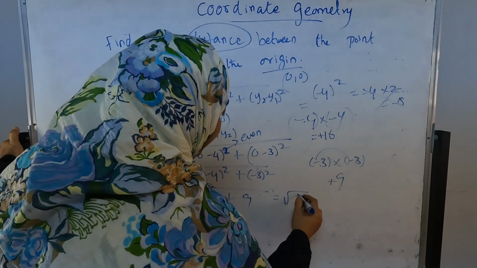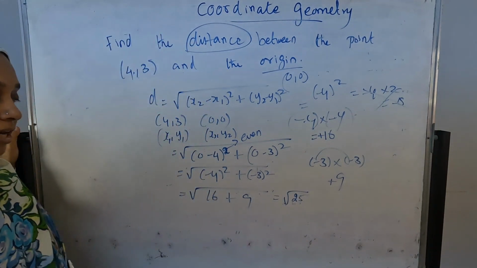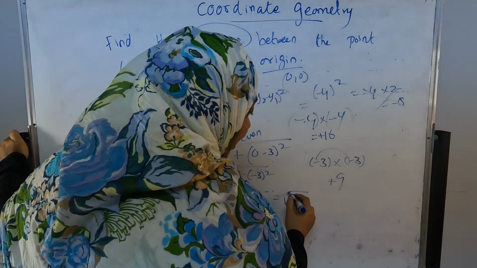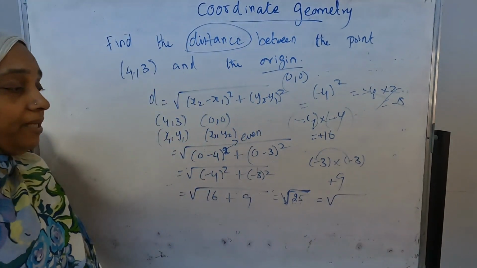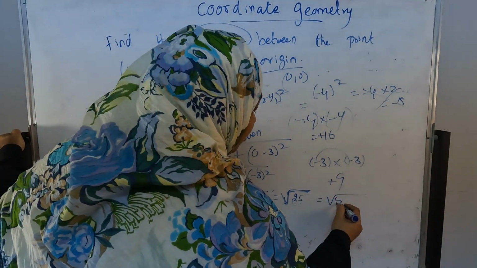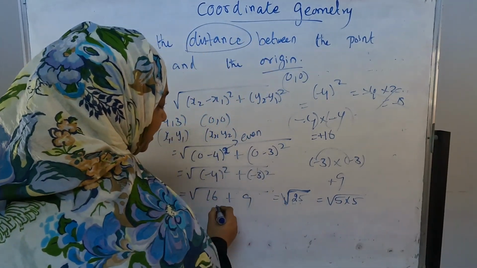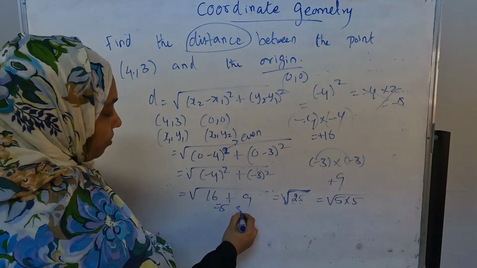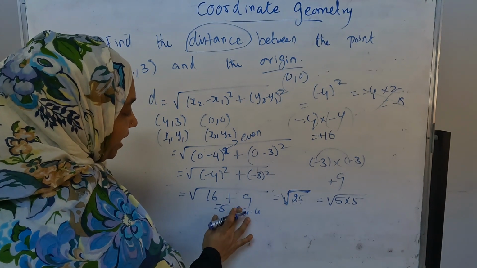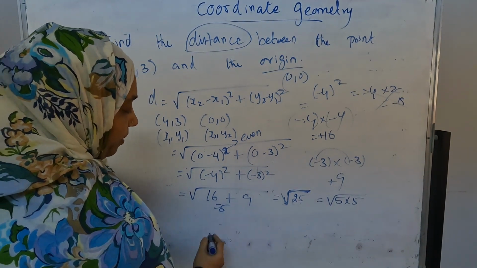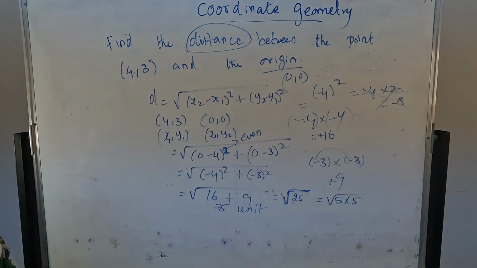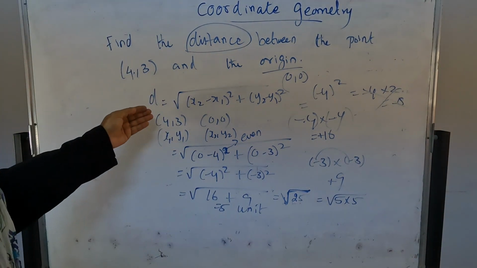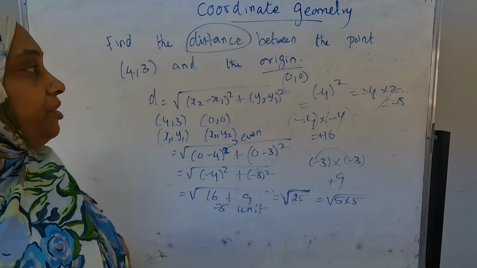It is root 25. To break the square root, we need two same numbers, square numbers, so 5 into 5. It is 5. Distance is 5 unit, not square unit, area only is square unit. This is the answer for this one. Okay, easy sums only. This type of sums may come for 1 mark. Otherwise, they will ask as MCQ.